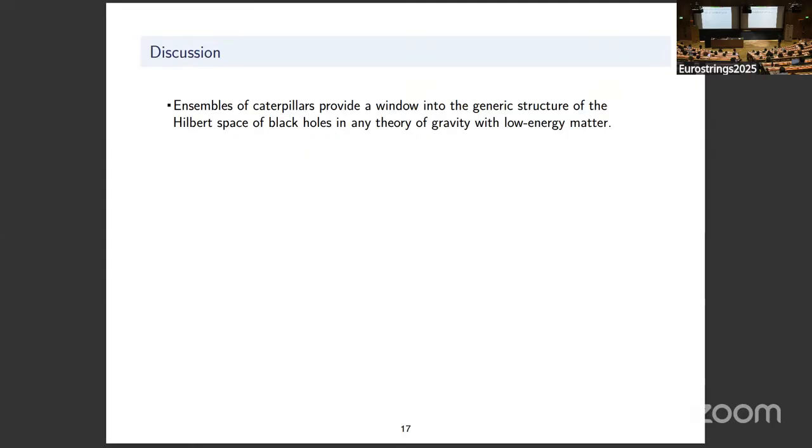So let me just end with general remarks and with some discussion. So the ensemble of caterpillars that we constructed, we show that they provide a window into the generic structure of the Hilbert space of black holes in any gravitational theory which contains matter. Okay, any gravitational theory which contains matter, you can construct these states, and in principle, if this theory can be non-perturbatively completed to some holographic theory, these states are supposed to be generic states in that Hilbert space.